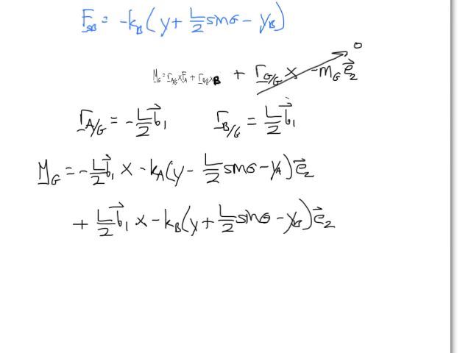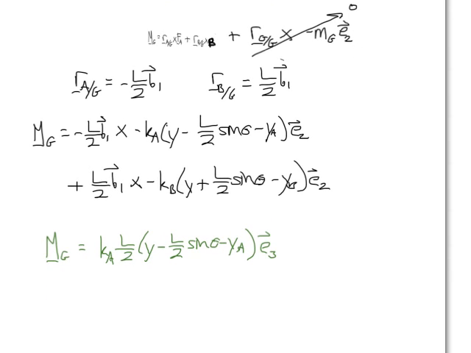And so then after evaluating the cross products, we get that the moment about the center of mass is equal to K sub A L over 2 multiplied times the quantity Y minus L over 2 sine theta minus Y sub A. This is in the E3 direction. We have another E3 term, so it's minus K sub B L over 2 Y plus L over 2 sine theta minus Y sub B. So this is also in the E3 direction.